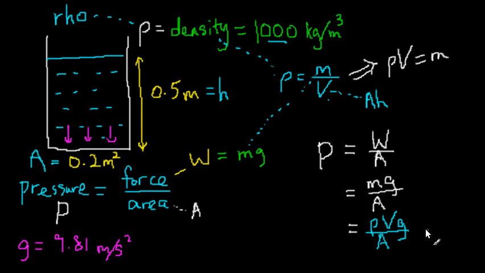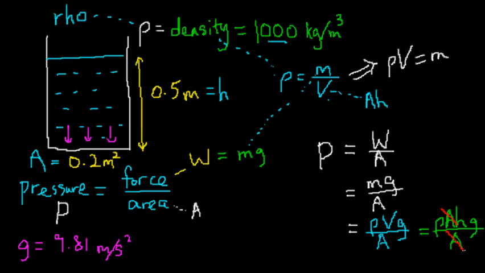So carry on. Be careful, this is rho and that is p. Rho is more rounded, p has a kind of corner. So rho, and V is A times h, then there's the g, whole thing over A. Now we see that the A here and the A here can cancel, and we have a formula for p in terms of rho, h, and g, and we know rho, h, and g.